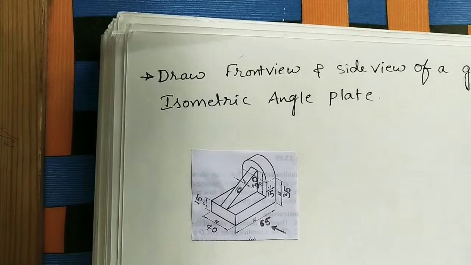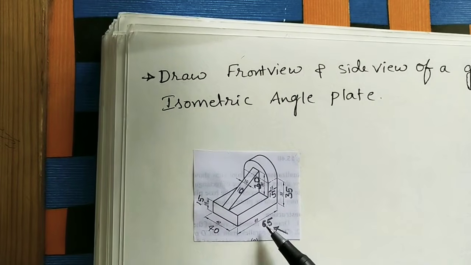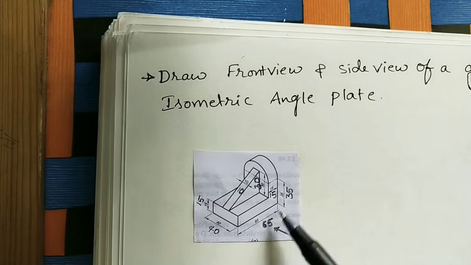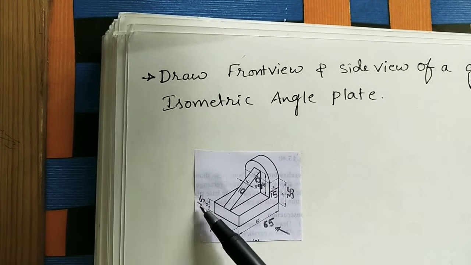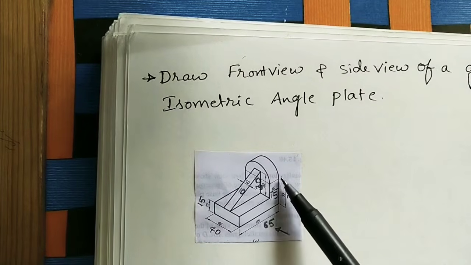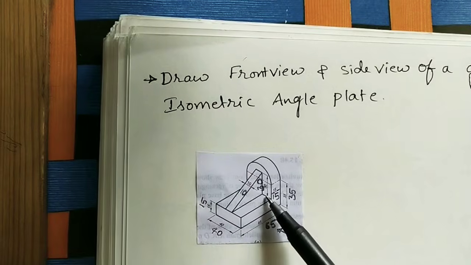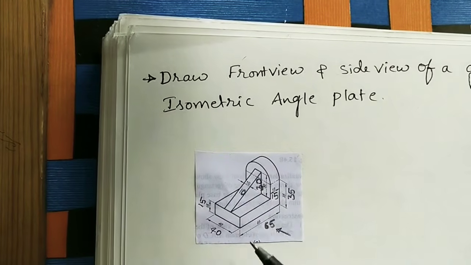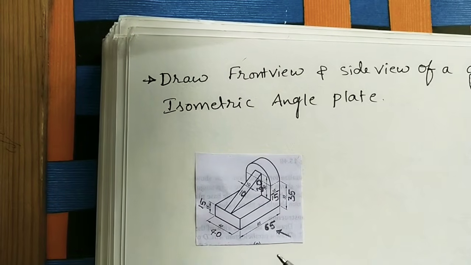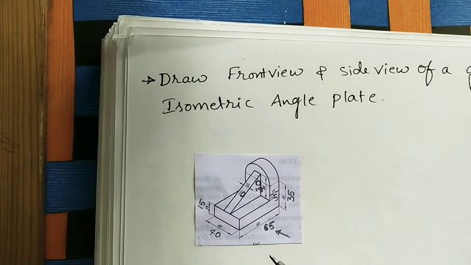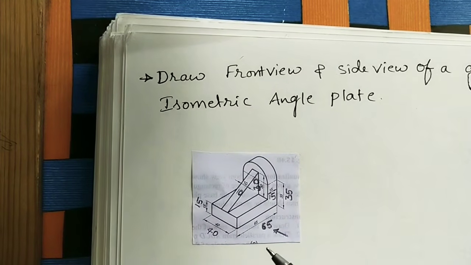So this is the isometric view given. Here the dimension size is very small, so I rewrite the dimensions. Here it is 65. Here this is 40. Here this thickness is 15, and this height is 35. And this thickness is 15, and this height is 30, and this thickness is 10. These are the given dimensions. Units are not given, so we have to consider all units to be in millimeters.